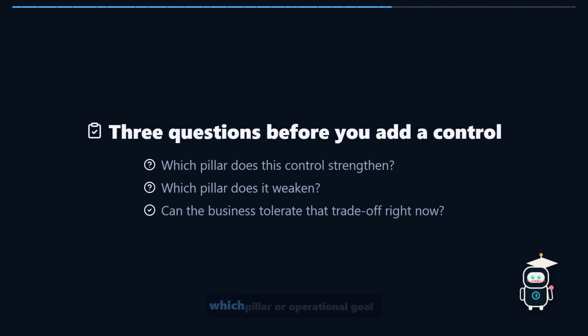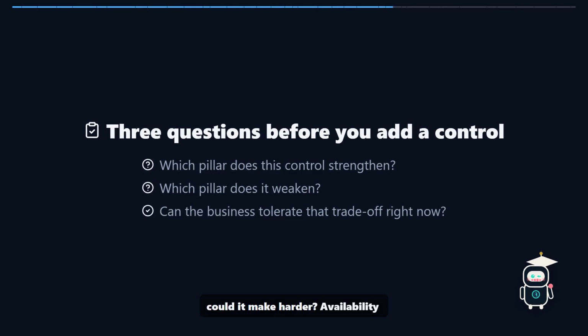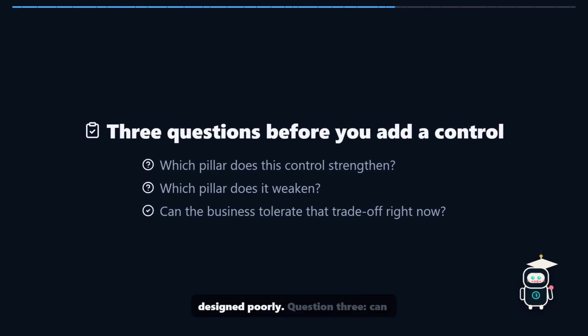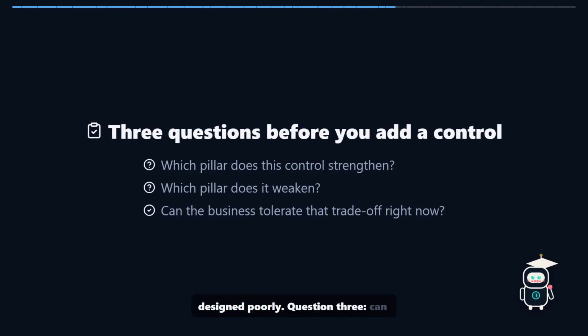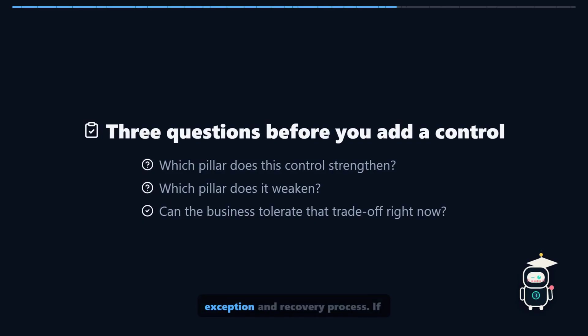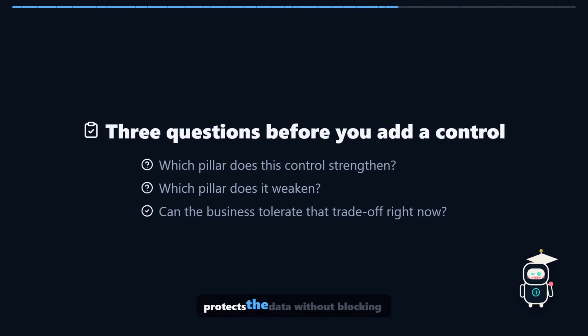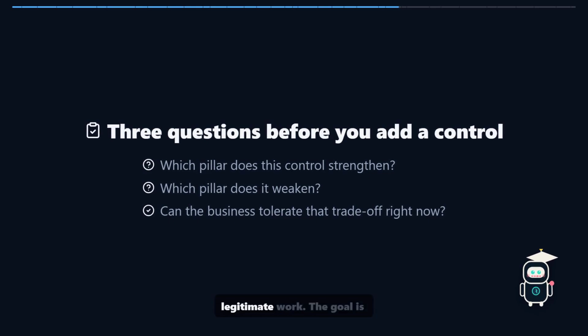Question 2. Which pillar or operational goal could it make harder? Availability or usability. Legitimate cleanup, updates, or incident response actions may take longer if the control is designed poorly. Question 3. Can the business tolerate that trade-off right now? If yes, implement the control with a clear exception and recovery process. If no, look for a lighter control or a design that protects the data without blocking legitimate work.